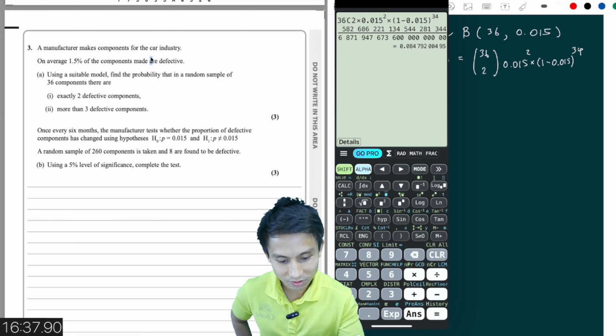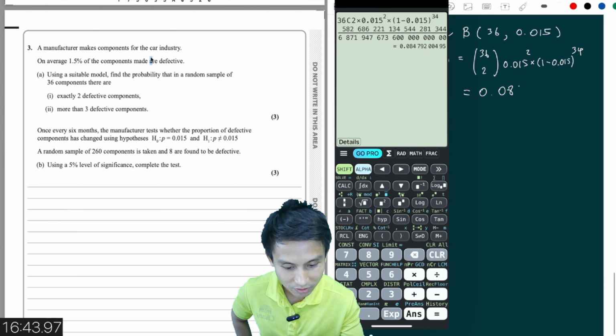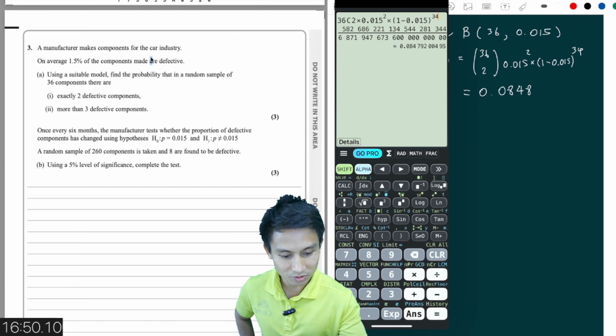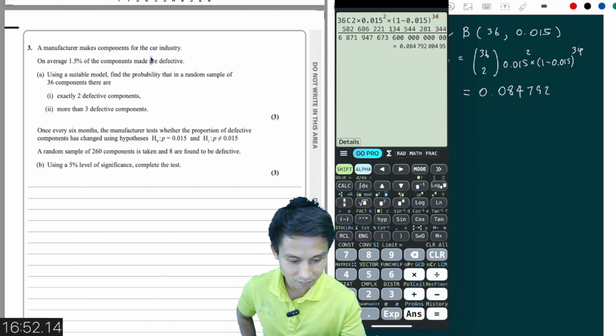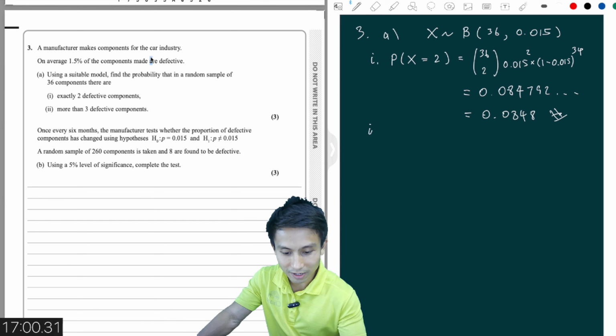Don't you think? So this is 0.08. How many sig figs? Well, I'm just going to go with 3. So 848. Okay, 84. You know what? I'm just going to do that first. And then that. Okay, here we go. That's part I.